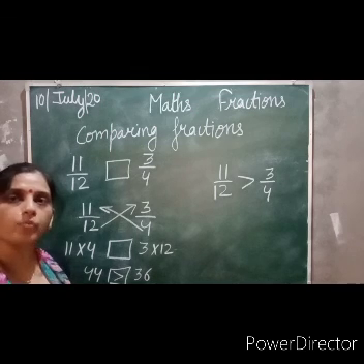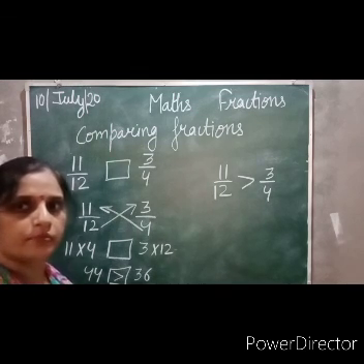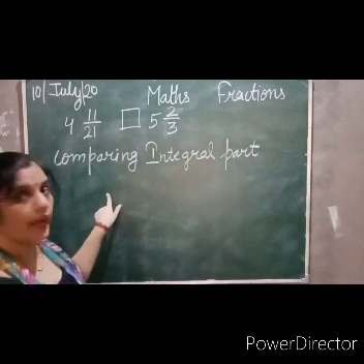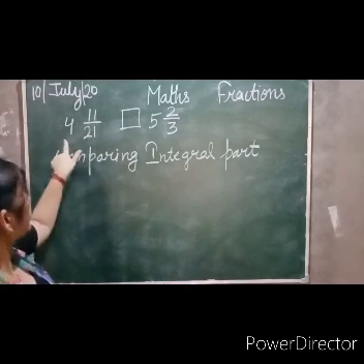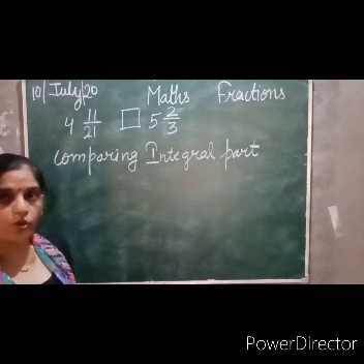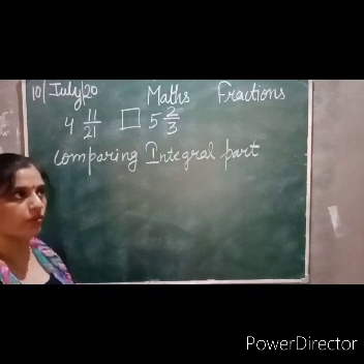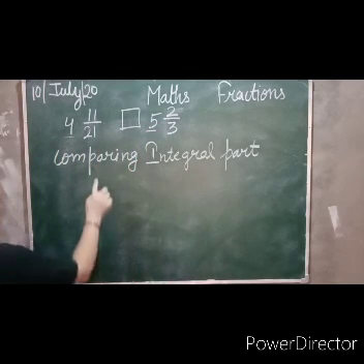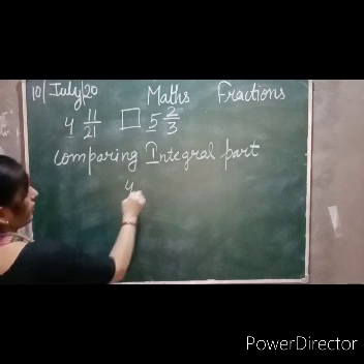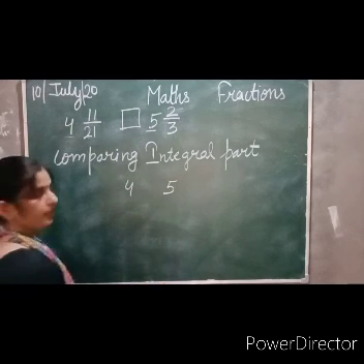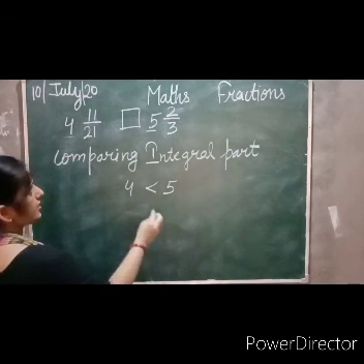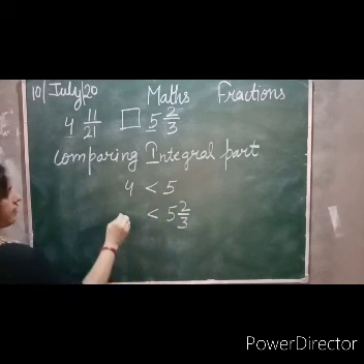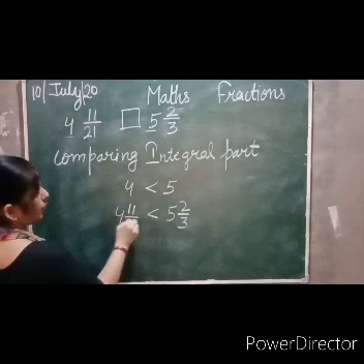Now I will tell you one more kind of comparison of fractions. As you can see, these are mixed fractions. So when we have to compare mixed fractions, what do we do? First, we compare the integral parts. Comparing integral parts, 4 and 5. Which one is greater? We know that 5 is greater. It means 5 and 2 by 3 is greater than 4 and 11 by 21.